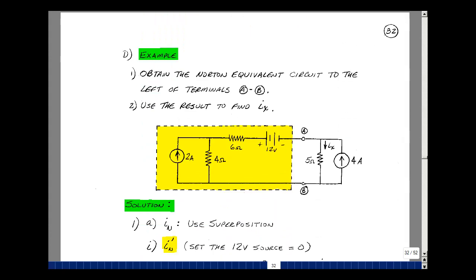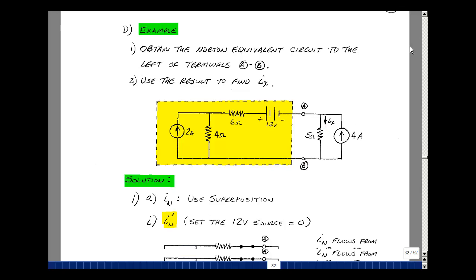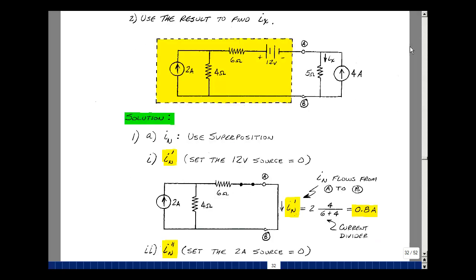Let's do an example. Obtain the Norton equivalent circuit of this yellow box, which is to the left of the terminals A and B, and then use that to find the current in the 5 ohm resistor. By Norton's theorem, I'm going to take the box, take the load off of it, and replace it by a short circuit. And the current in that short circuit is my value of I sub n, and the current's going to flow from A to B.